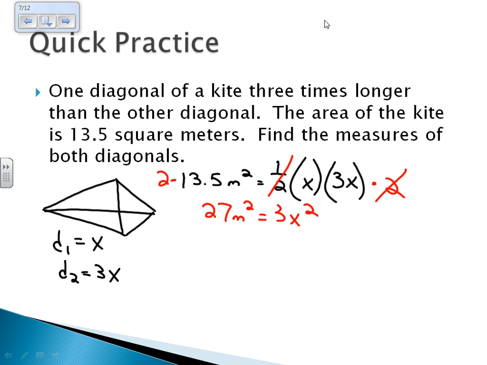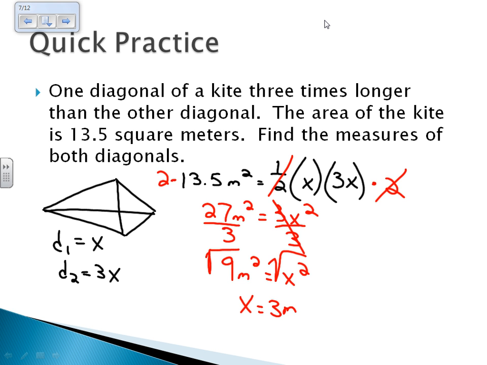Next step. Divide by 3 first. You can't take the square root yet, you need to get it by itself. So I get 9 meters squared equals x squared. Last step, square root, so x equals 3 meters.